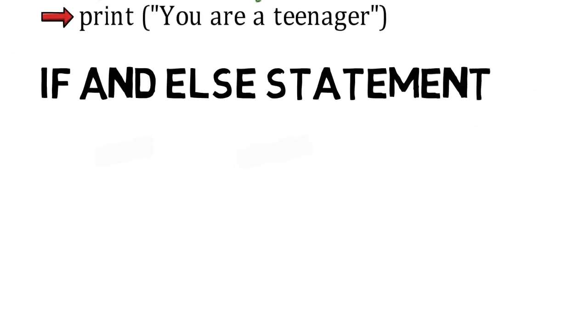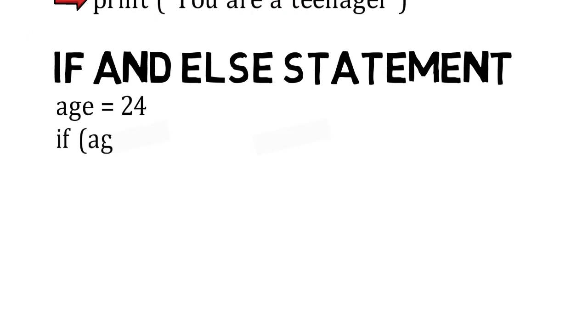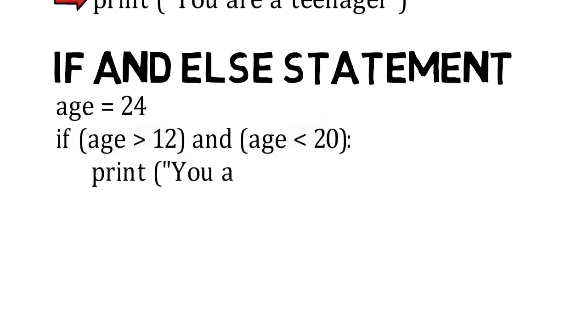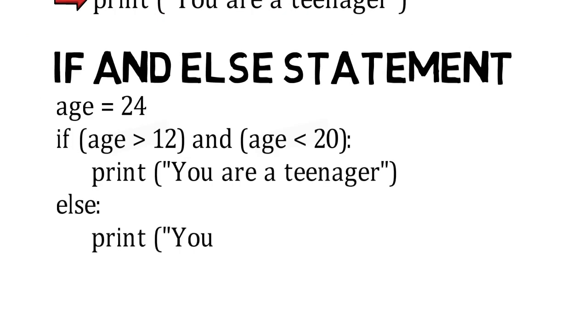For example, age equals 24. If age is greater than 12 and age is less than 20, print you are a teenager. Else, print you are not a teenager.